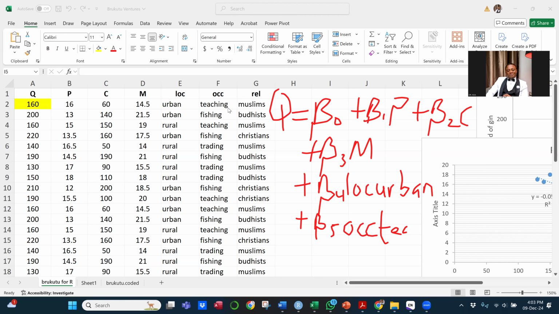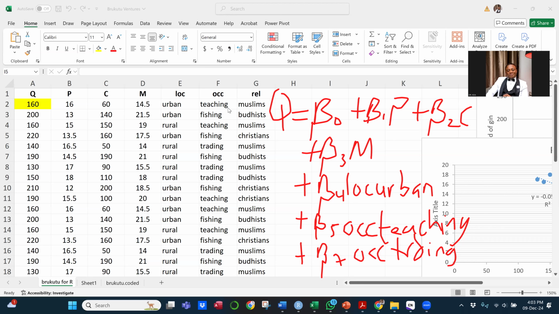In this case, because I have teaching, I decide that I'll create a dummy for teaching. And then you create a dummy for the next one, whichever you feel comfortable with. I feel comfortable with making occupation trading my next one, and I'm done. So in this case, which one becomes my reference category?